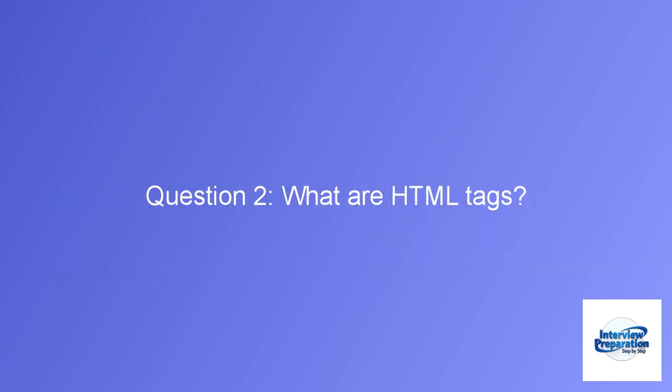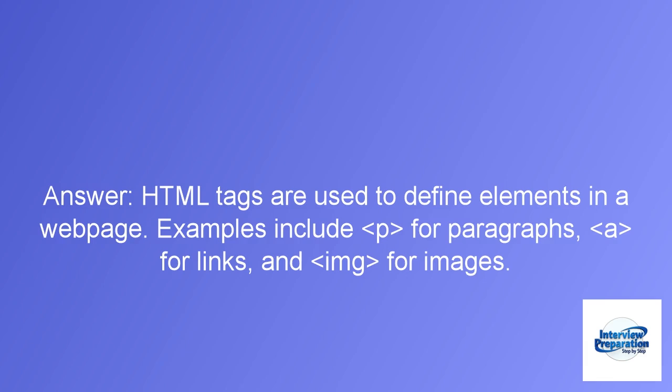Question 2. What are HTML tags? Answer. HTML tags are used to define elements in a web page. Examples include <p> for paragraphs, <a> for links, and <img> for images.